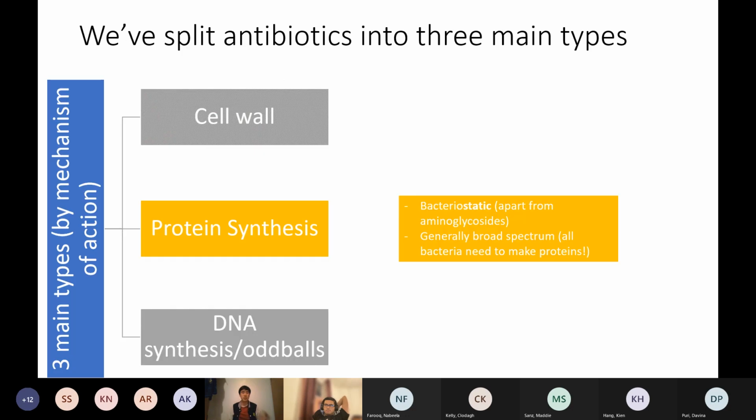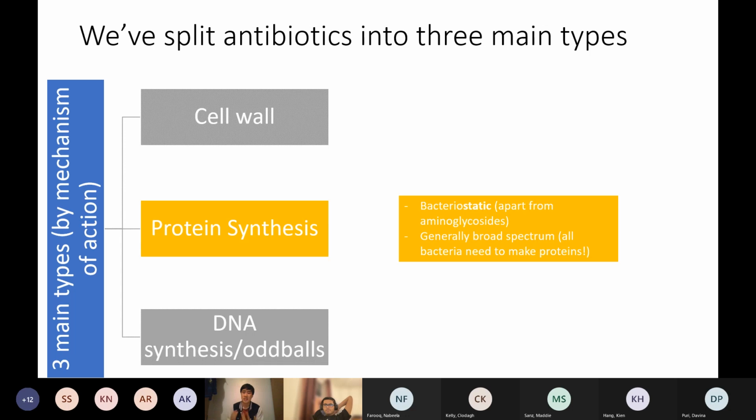Okay, so on to the next type of antibiotics, protein synthesis inhibitors. These are largely bacteriostatic, because if we stop the bacteria from producing proteins, we just stop them from growing and replicating, but it's not really going to kill them that well. The one exception is aminoglycosides, and I'll go into why in the next few slides. Generally, these are also quite broad spectrum, because whether you're gram-positive or gram-negative, you need to make proteins.